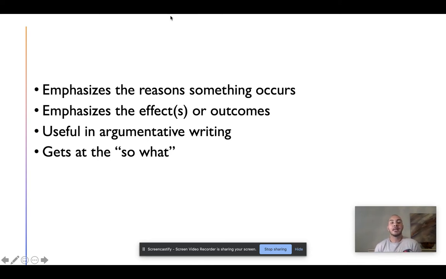Cause and effect writing is useful as a standalone form of writing, but is also really useful for argumentative writing. What it helps us to do is to discuss with our reader the significance of something, or the "so what" of something. If we are trying to convince our reader that they need to agree with us, it is important for us to be able to discuss the effects of them agreeing with us or the causes of the thing that we are arguing against.